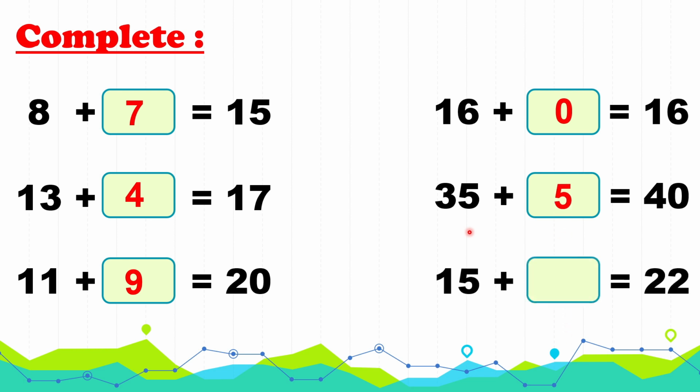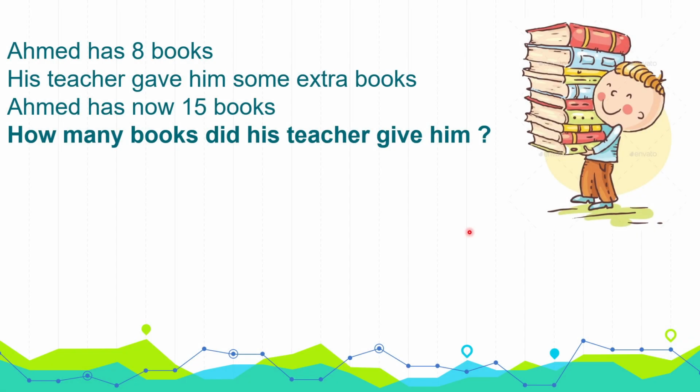And the last one, after 15: 16, 17, 18, 19, 20, 21, 22. So I added 7. Okay, that was the missing addend straight problem. So now we are going to solve a story problem about the missing addends.